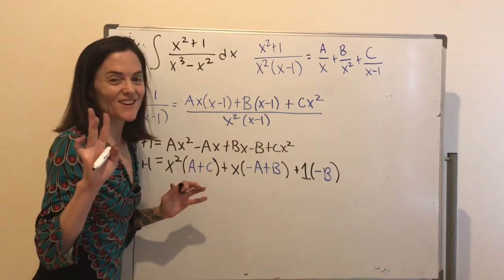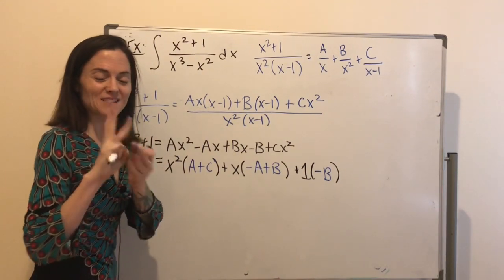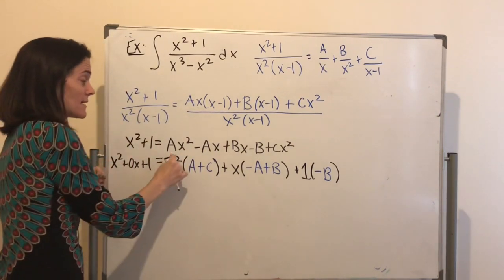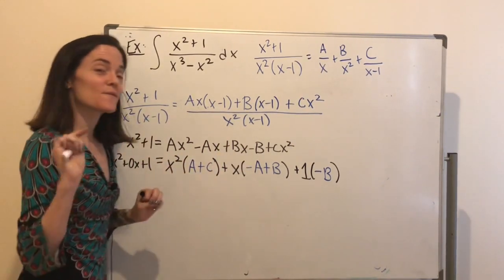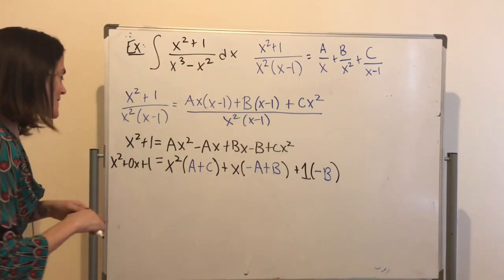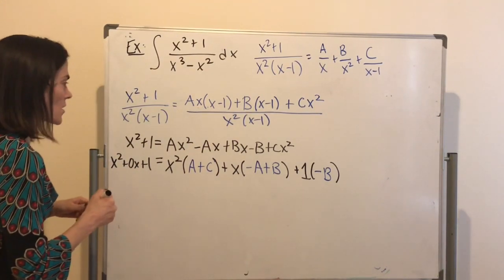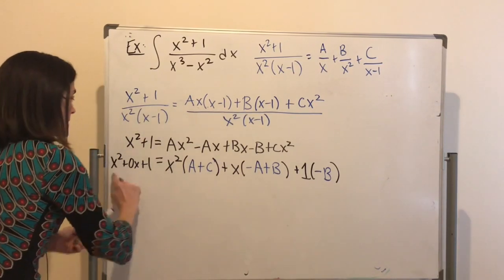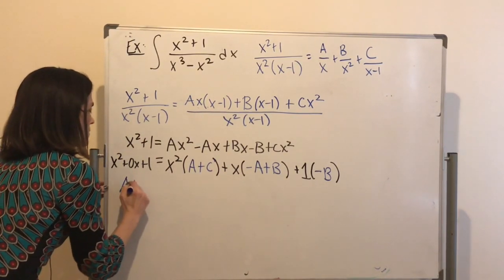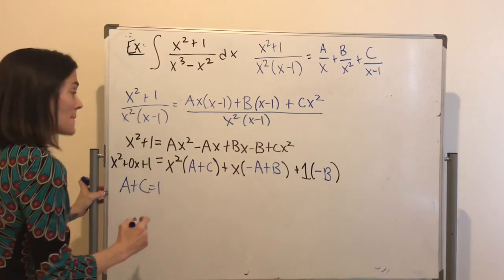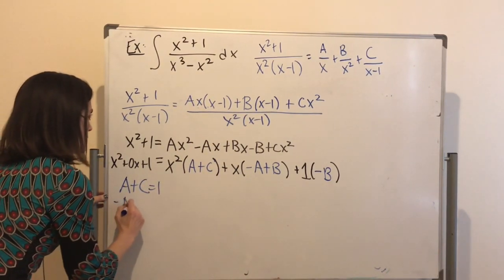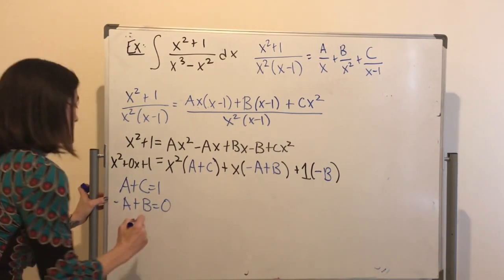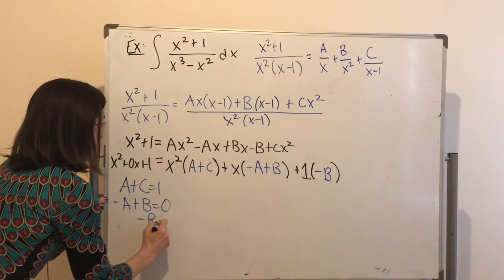I have 3 unknowns here. Okay, we have 3 unknowns, a, b, and c. We will have 3 equations to solve for the 3 unknowns. And the equations are a plus c is 1, minus a plus b equals 0, and minus b equals 1.